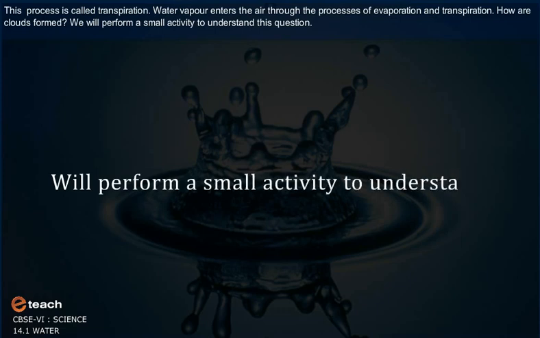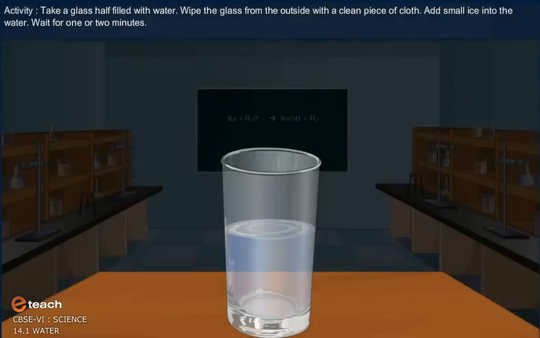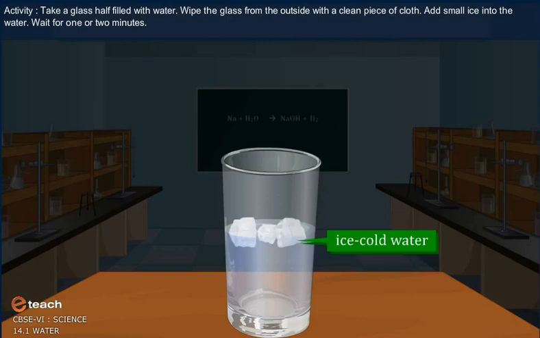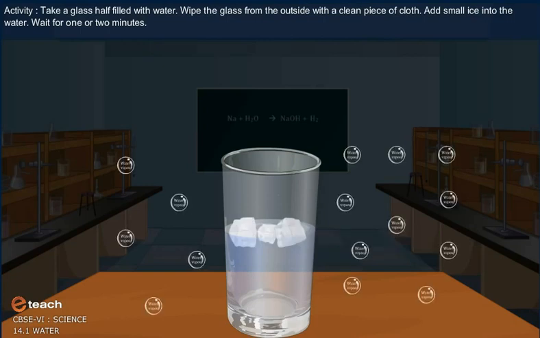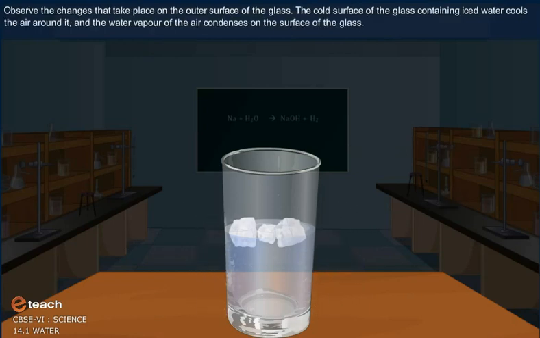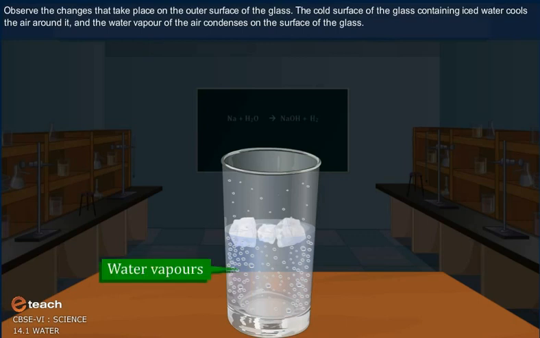How are clouds formed? We will perform a small activity to understand this question. Activity: take a glass half filled with water. Wipe the glass from the outside with a clean piece of cloth. Add small ice into the water. Wait for 1 or 2 minutes. Observe the changes that take place on the outer surface of the glass. The cold surface of the glass containing iced water cools the air around it, and the water vapor of the air condenses on the surface of the glass.